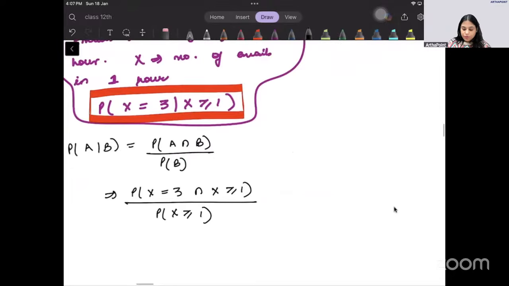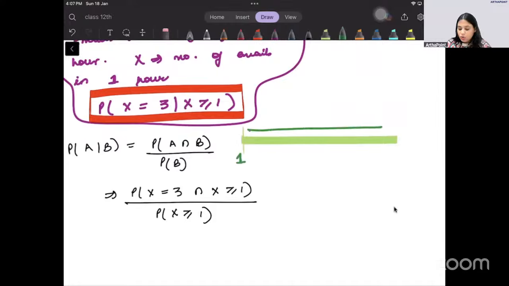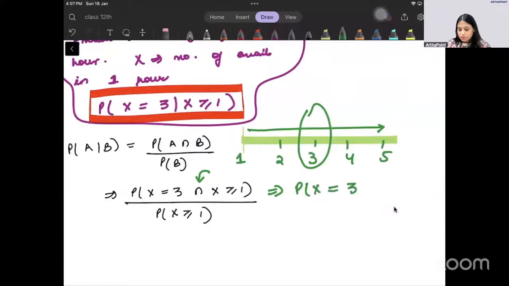अब एक बात बताओ, X greater than equal to 1 means what? If this is 1, so everything more than 1. Man, it can be 1, it can be 2, it can be 3, it can be 4, it can be 5. And I am doing its common with X equal to 3. So what is the common part? एक है x equal to 3, एक है x greater than equal to 1. So common part is simply x equal to 3 upon probability x greater than equal to 1.